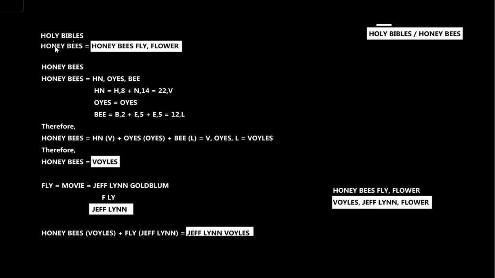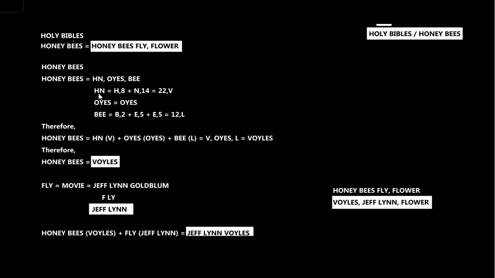Okay, so let's see. Holy Bibles equals honeybees. Now, in order to collect pollen, honeybees fly to flower. All right, so let's take the word honeybees first. Rearrange the letters in honeybees to HN, OYES, BEE.